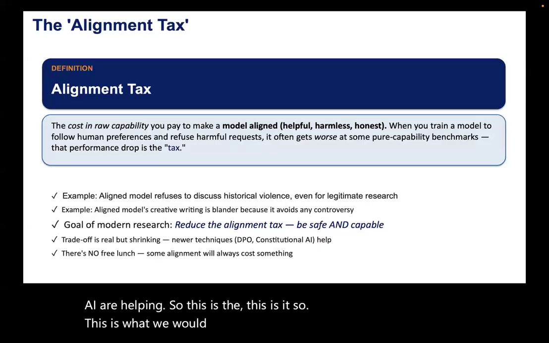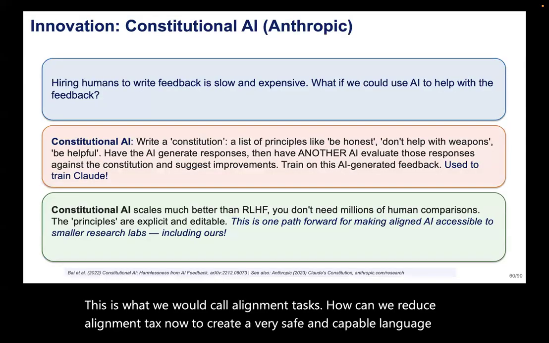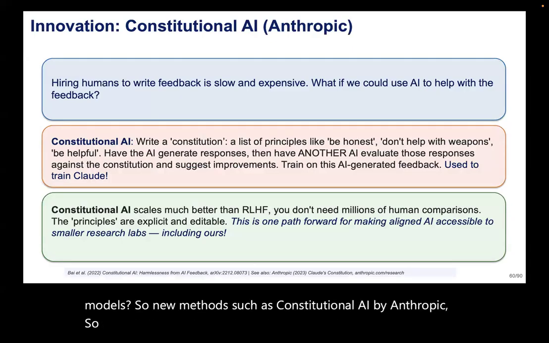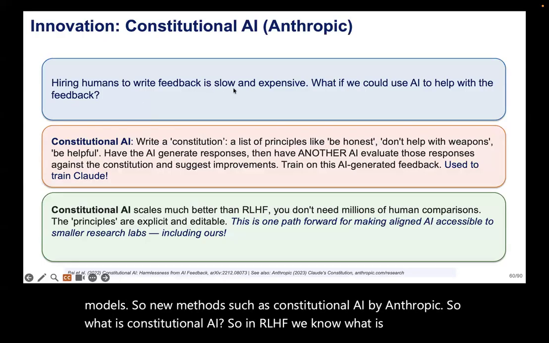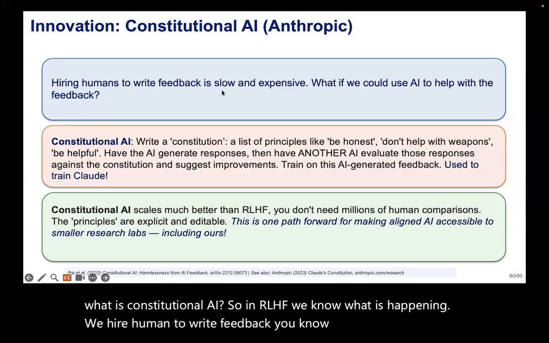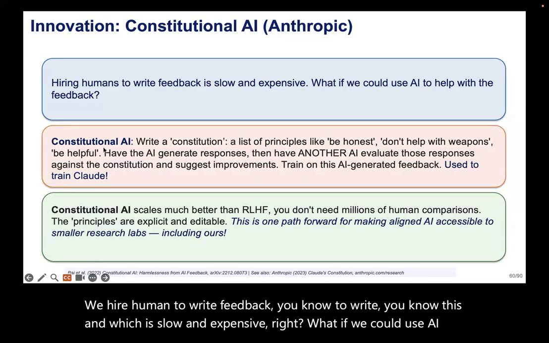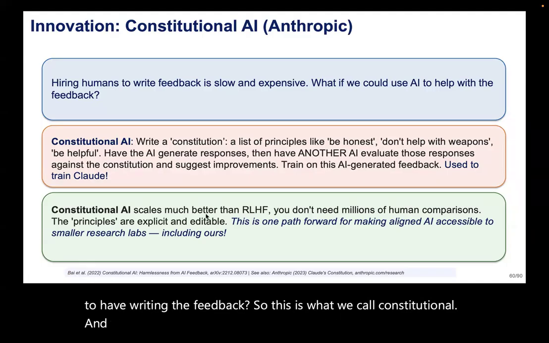How can we reduce alignment tax to create very safe and capable language models? There are new methods such as constitutional AI by Anthropic. So what is constitutional AI? In RLHF, we hire humans to write feedback, which is slow and expensive, right? What if we could use AI to write the feedback? This is what we call constitutional AI, and that's what is used to train Claude. So this is the process.